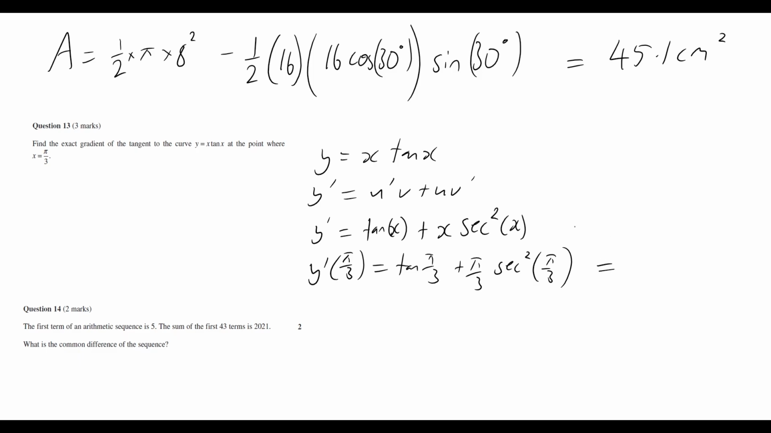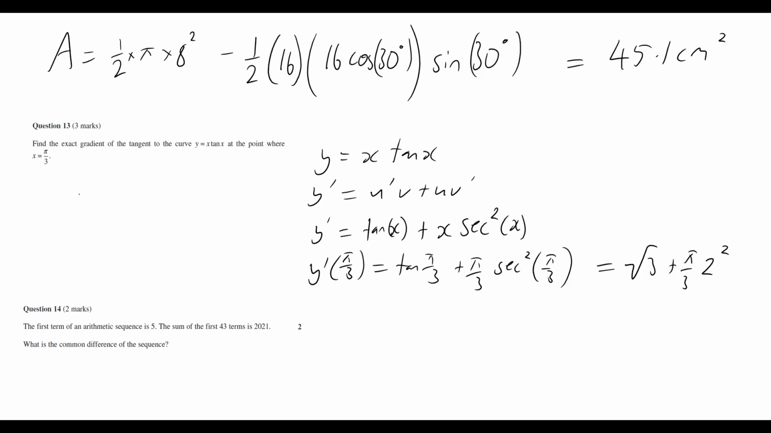So tan of pi on 3, well, we know that that's just going to be equal to square root 3. Plus, and now we have pi on 3. Can't really simplify that one, unfortunately. And now sec squared pi on 3. So we know that sec squared, as I've said, can be rewritten as 1 over cos squared. And we know that cos of pi over 3 is 1 over 2. So what this ends up being is simply 2 squared.